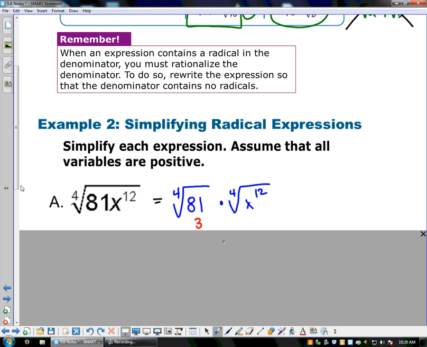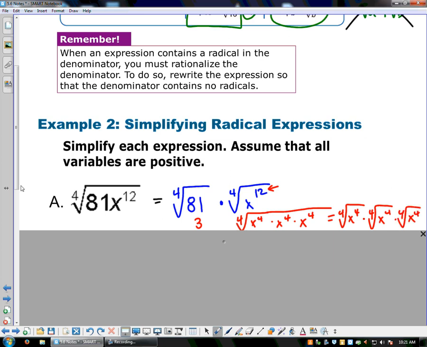And what about splitting up 4th root of x to the 12th? Let's split that up into 4th root of x to the 4th times, well, let me write it this way. Isn't it okay to write x to the 4th times x to the 4th times x to the 4th? If I multiply those out, I'll be adding the exponents, and I'll end up getting 12. But that means I can split this up into 4th root of x to the 4th times 4th root of x to the 4th times 4th root of x to the 4th.